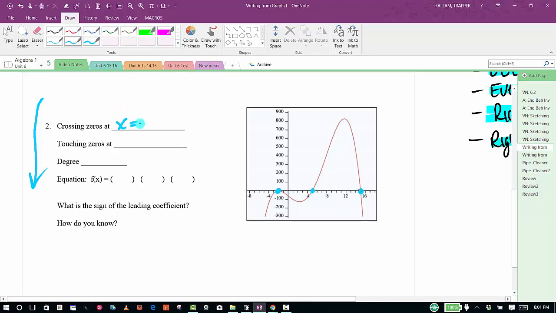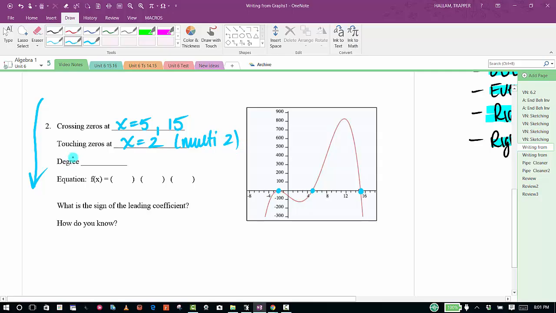So I'm going to say x equals 5, positive, and it looks like I've got one at 15. Again, another crossing zero there. Our touching zero here, I'm going to erase that so I can see it. Looks like it's at 2. So we've got a touching zero at 2. Again, that's going to have some form of multiplicity. I'm going to guess at least a 2, right? It's got to be even, so we'll start with a 2 and then we'll up it as we go.